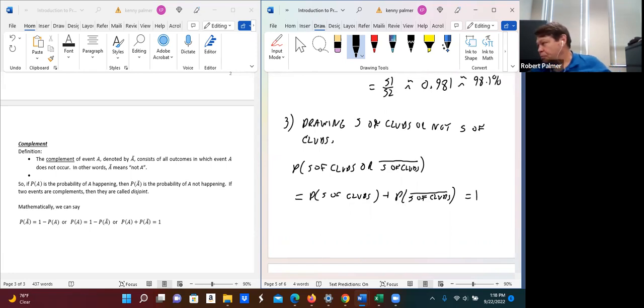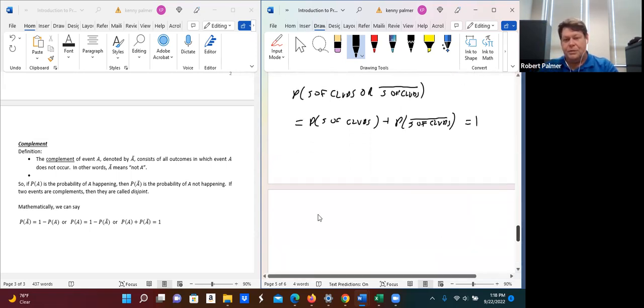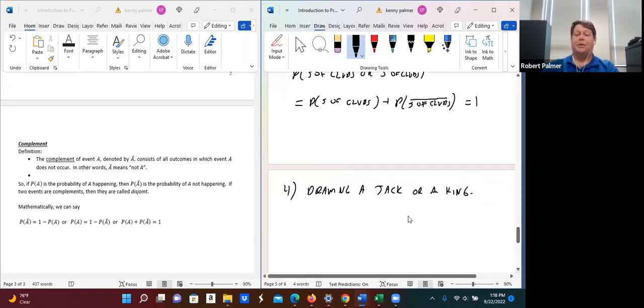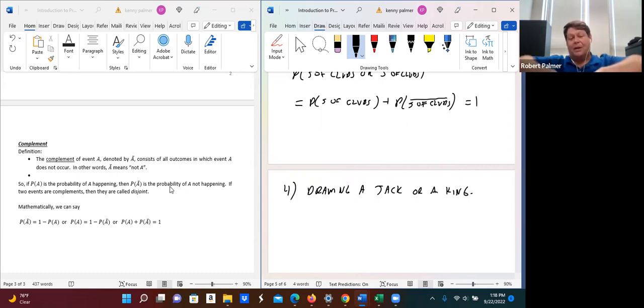Now, let's do a few more. This time, the probability of drawing a jack or a king. Notice these are also disjoint. Okay, so a jack or a king. There's no intersection. There's no card that is both a jack and a king at the same time. These are disjoint. In future videos, we'll see how to do a case where there is some overlap. Like I said, if I wanted to draw either a heart or a jack, that's different. But here, these are disjoint.